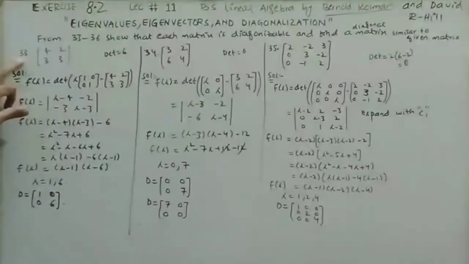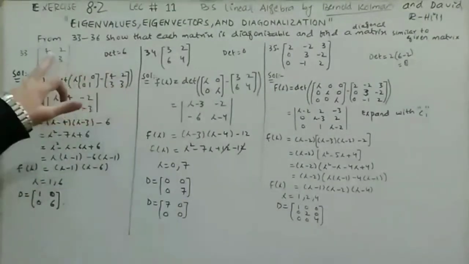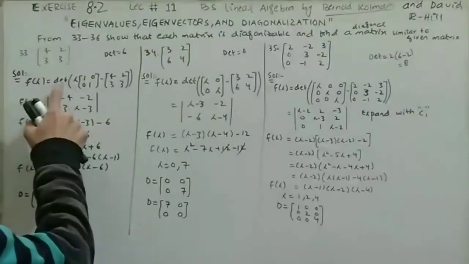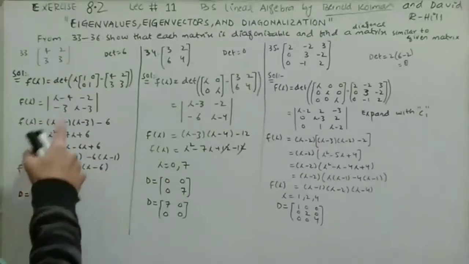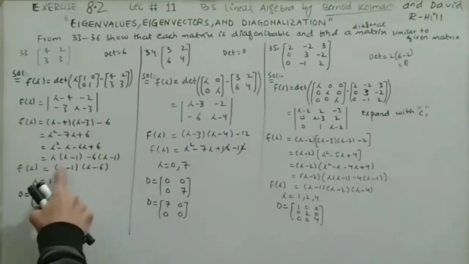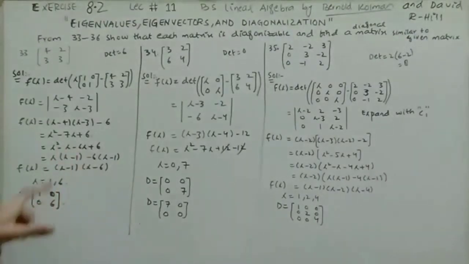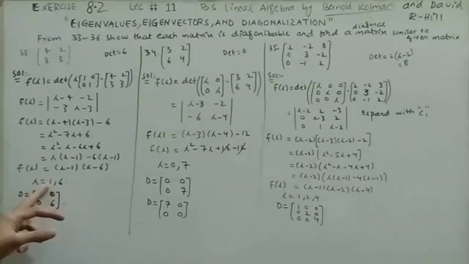So question number 33, the matrix is 4, 2, 3, 3. The determinant of this matrix is 6, because 4 into 3 is 12, and 12 minus 6 gives us 6. Move to the solution. f of lambda is equal to the determinant of lambda identity matrix minus the original matrix, which gives us this matrix. By expanding the determinant, it will give us lambda square minus lambda minus 6 lambda plus 6. By simplification, it will give us lambda minus 1, lambda minus 6. From here we get two values of lambda: lambda is equal to 1 and 6. Since the roots are distinct, the given matrix is diagonalizable according to the given theorem.